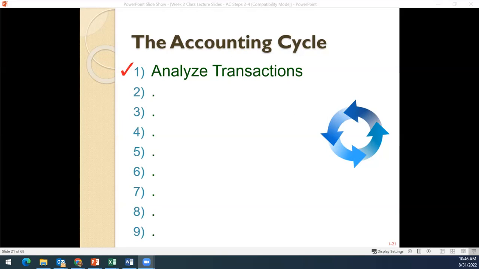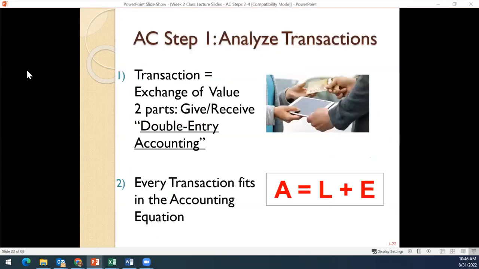We're going to continue moving through our accounting cycle, and we're going to move on from step one to step two of the accounting cycle. So step one was analyzing transactions. And to remind you a little bit about what analyzing transactions involves, that's where we look at every transaction.